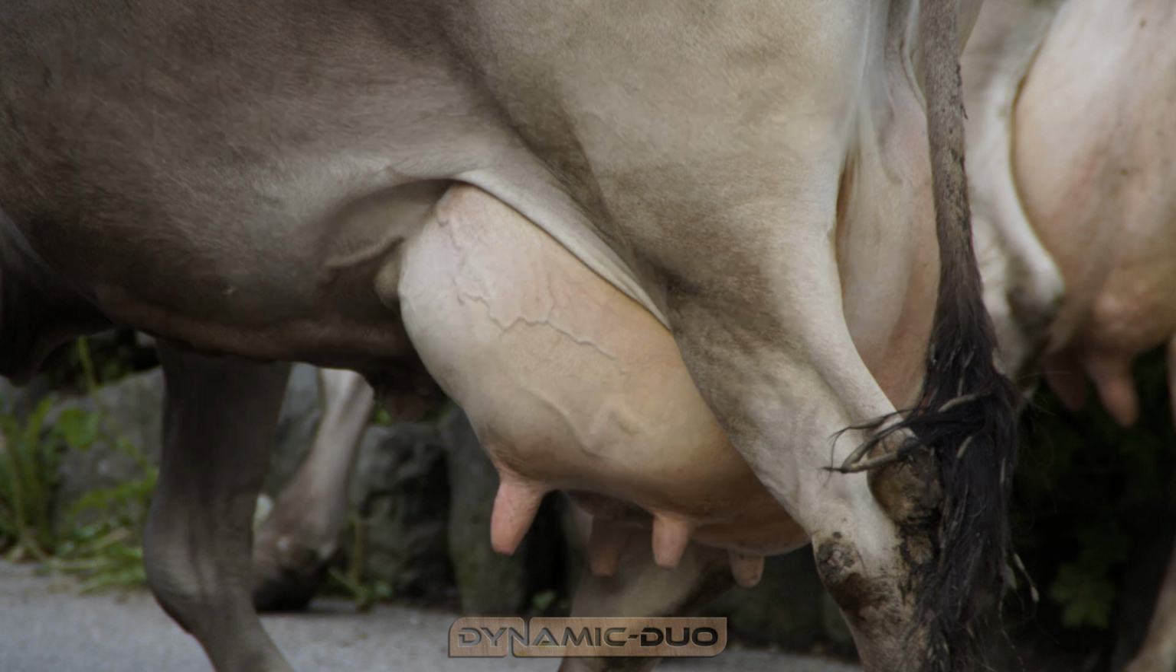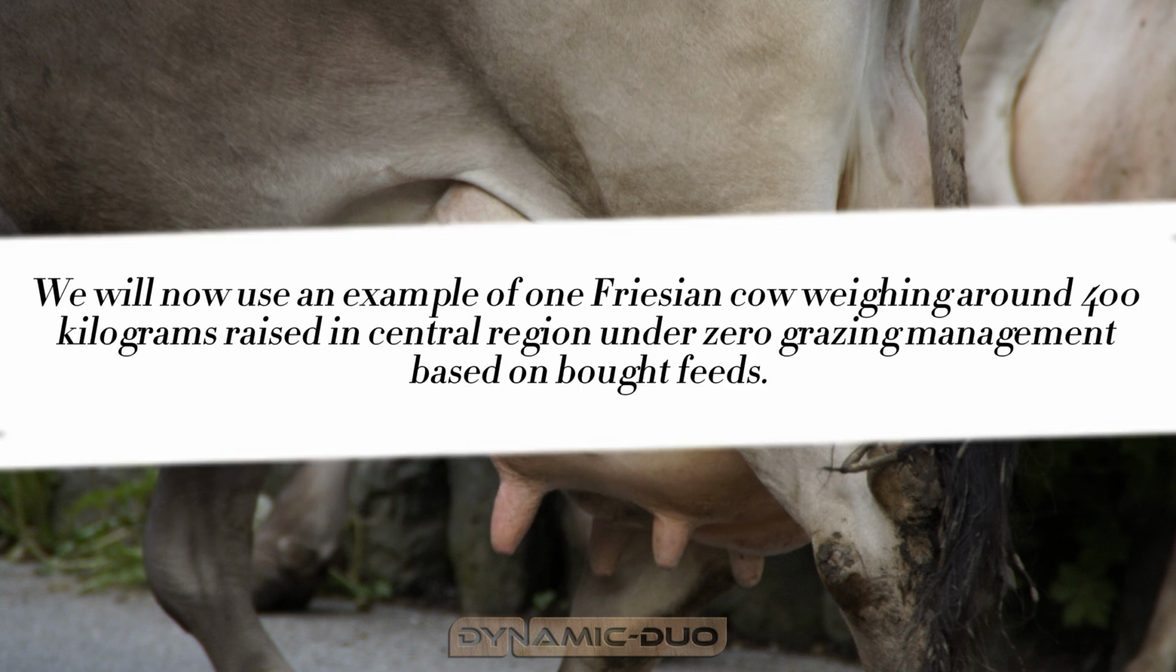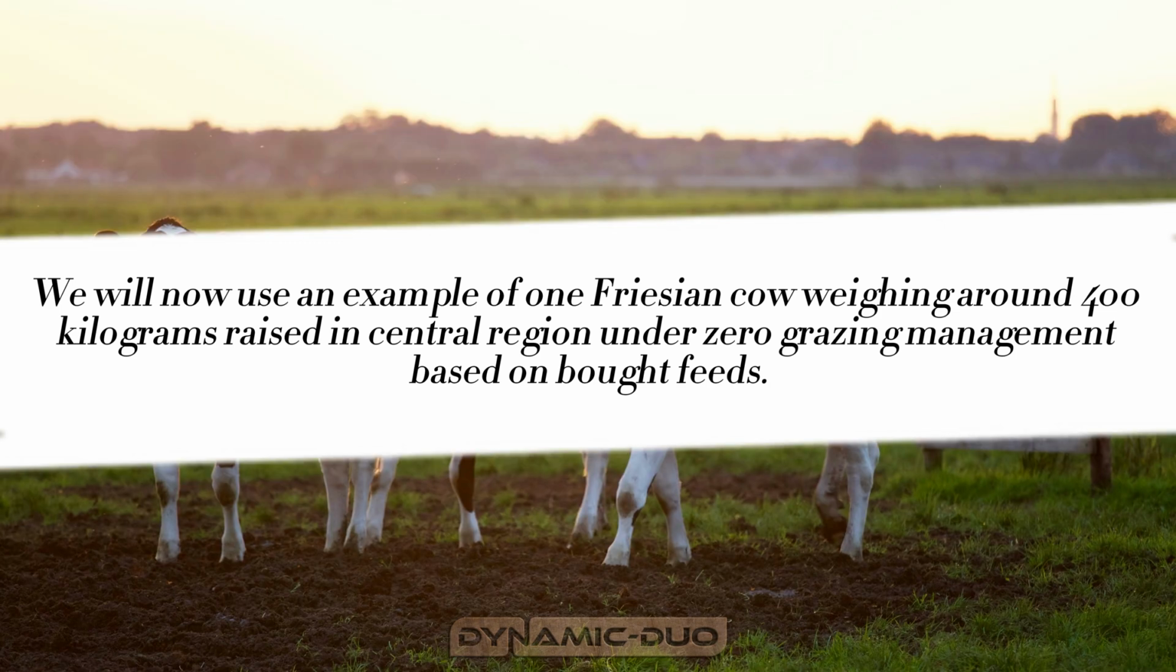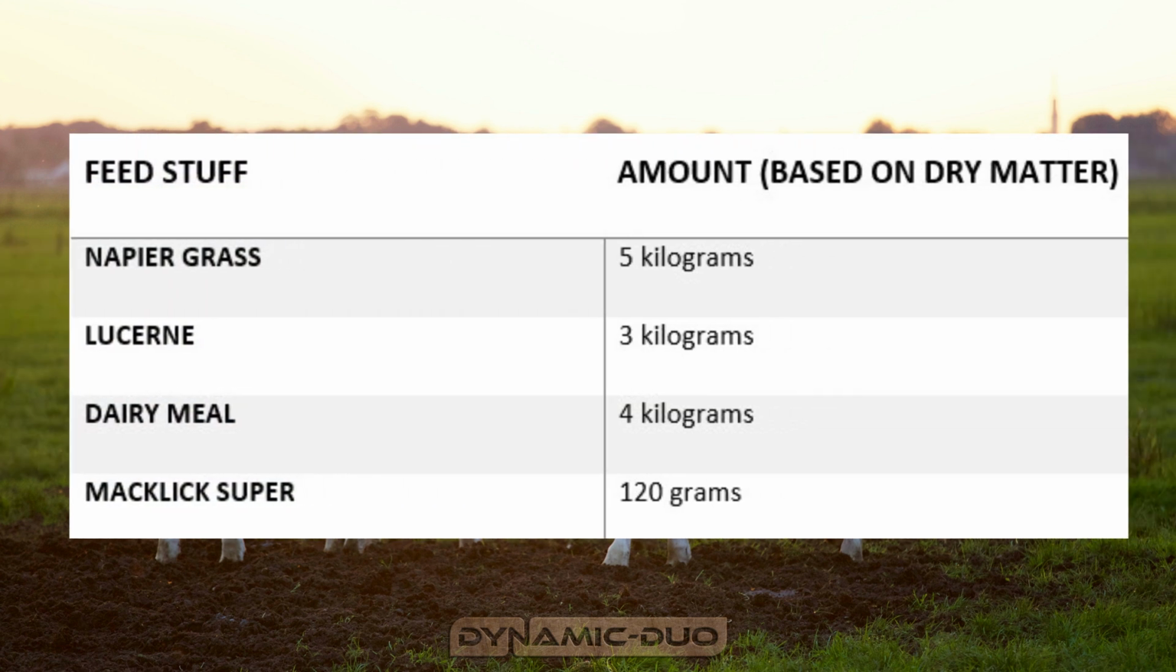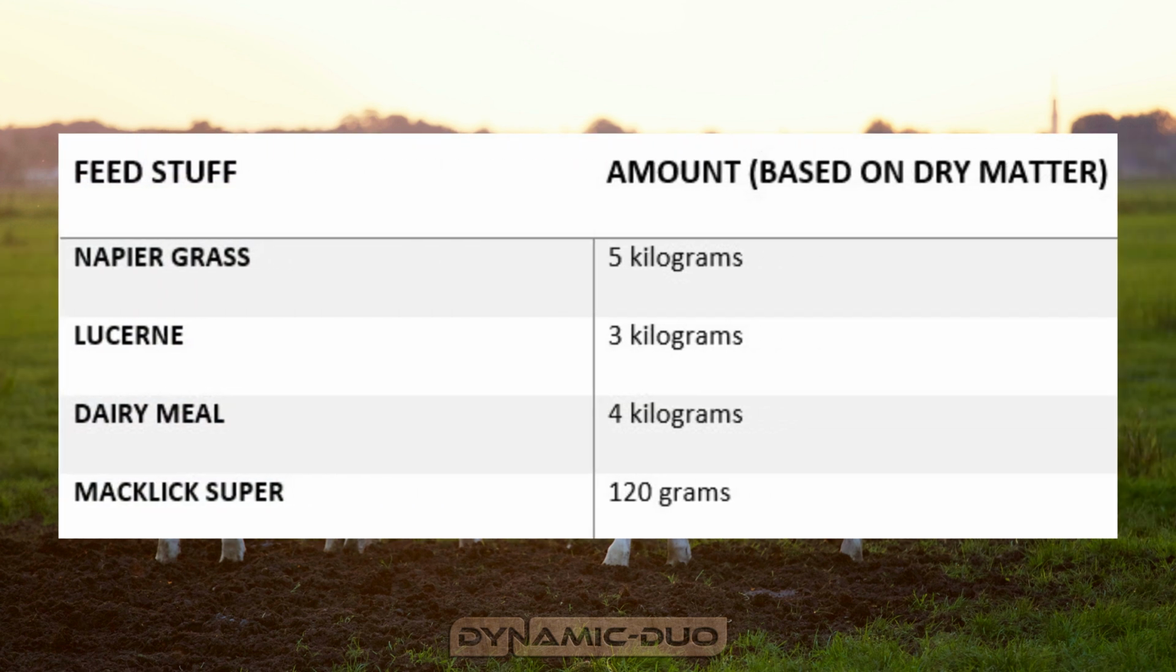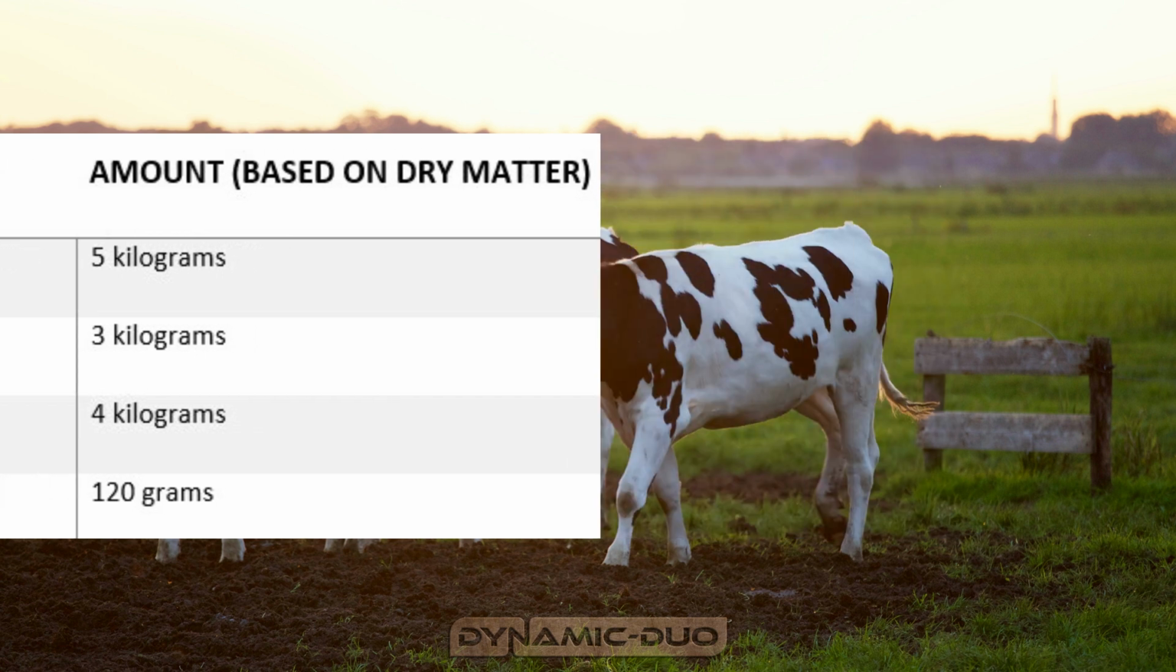We will now use an example of one Friesian cow, weighing around 400 kilograms, raised in central region, under zero grazing management based on bought feeds. You will need these feed stuff amounts fed based on dry matter: 5 kilograms of Napier grass, 3 kilograms of lucerne, 4 kilograms of dairy meal, and 120 grams of Maclick super.